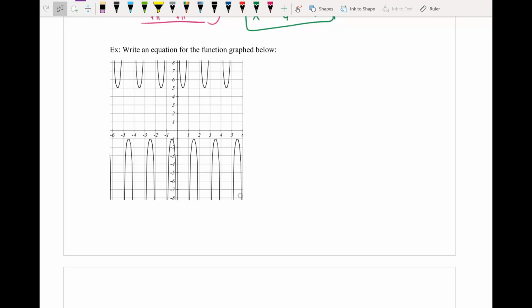All right, so let's go ahead and write an equation for the following function graph below. So we have an equation of some sort of graph. It can be secant or cosecant. And now we want to be able to find the equation of the graph.